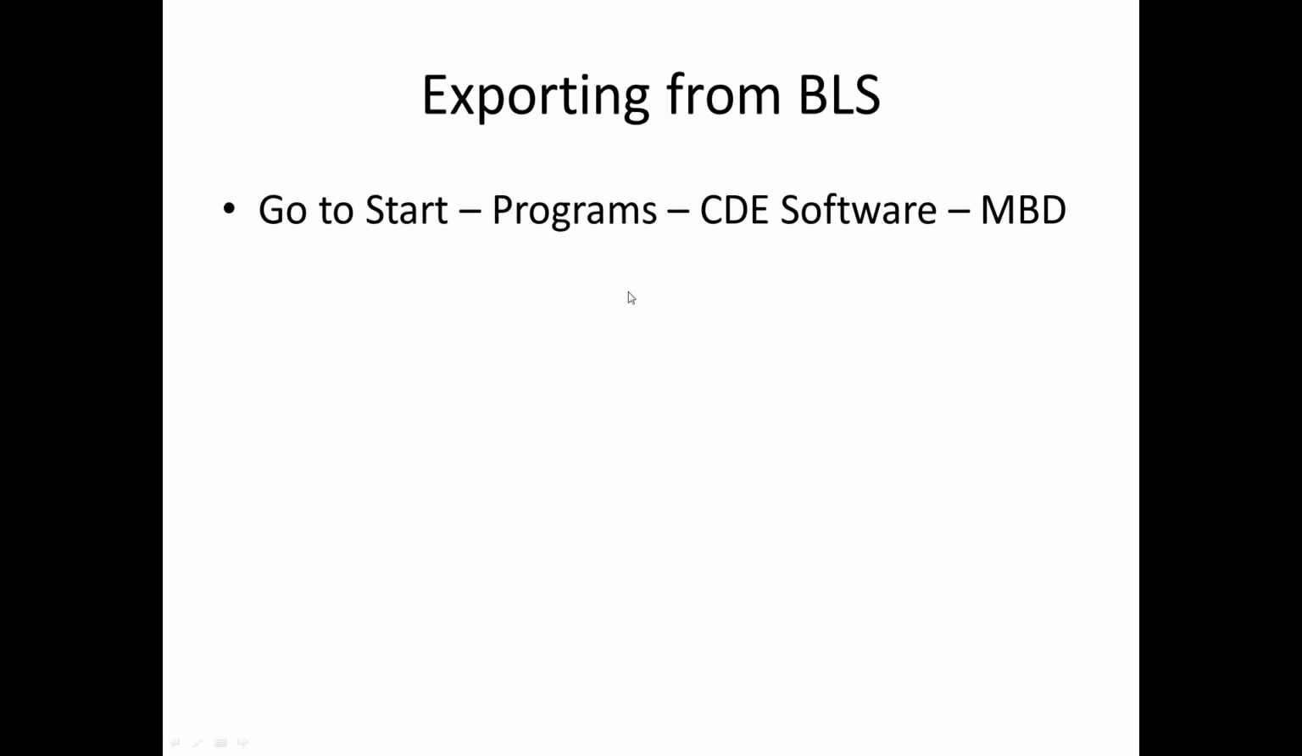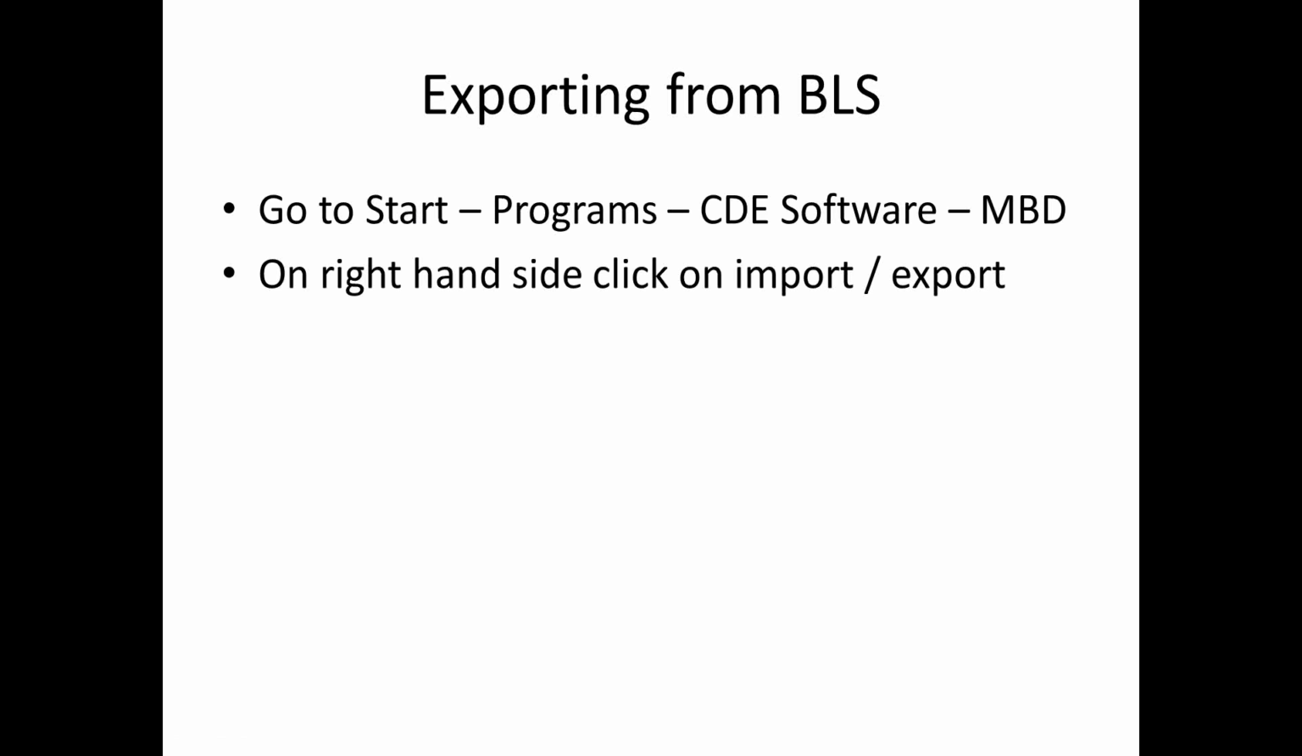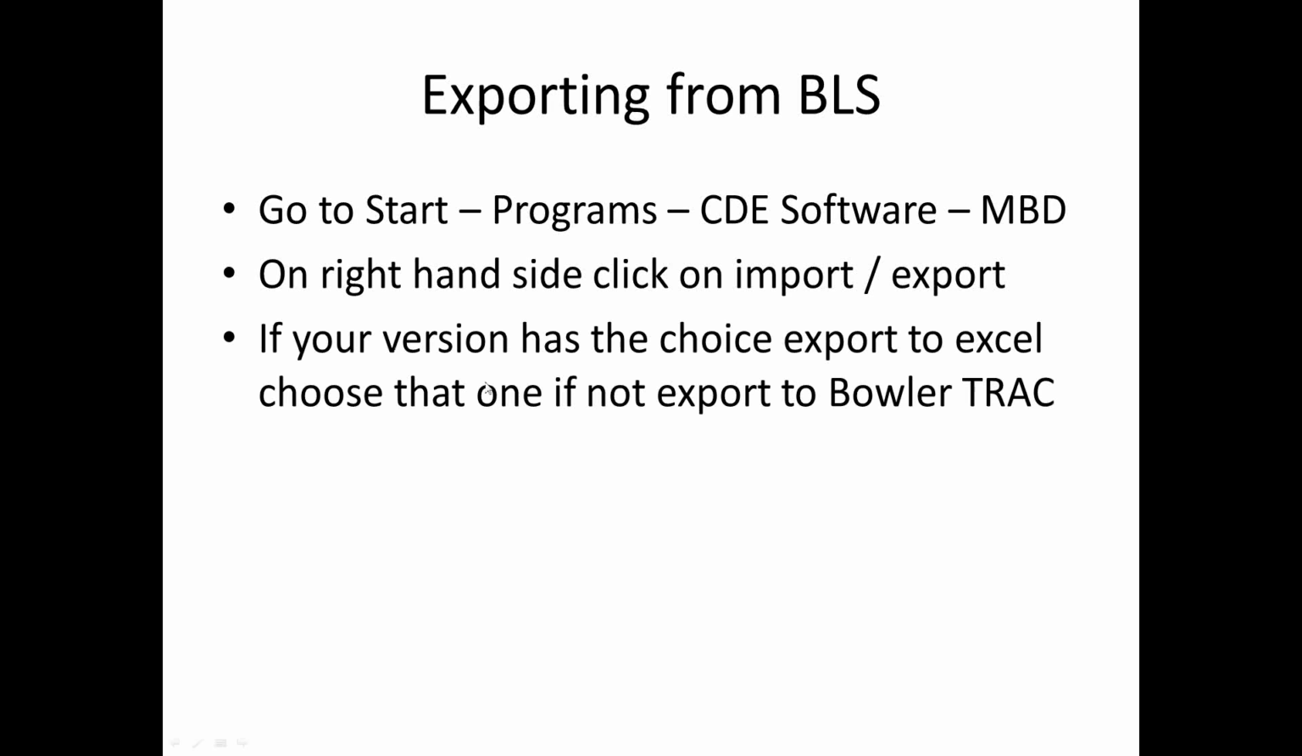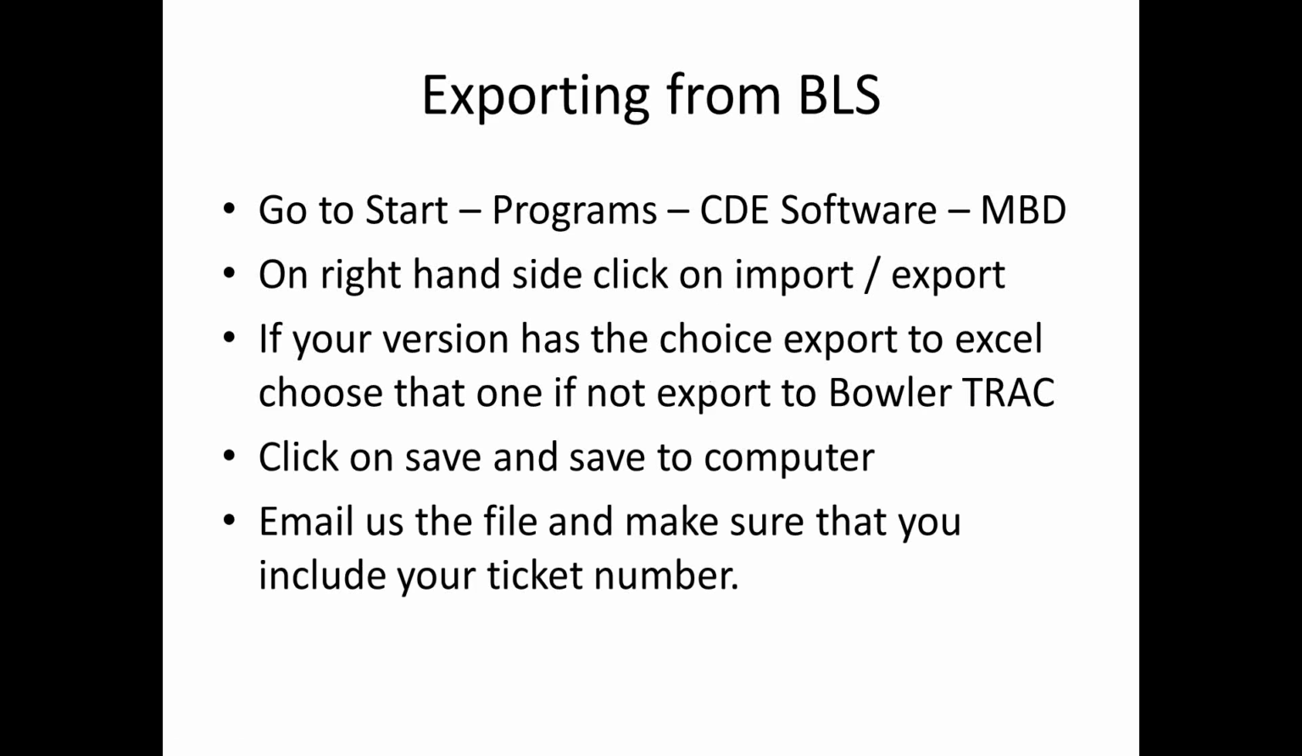You're going to go to Start, Programs, CDE Software, and then the Master Database. On the right-hand side of that, you're going to click on Import-Export. If you have an earlier version than 2010, the Import-Export will be at the very top of the screen. If your version has the choice, choose Export to Excel, and if it doesn't, choose the one that says Export to Bowler TRAC. Then you're going to click on Save and save that to the computer. And then, of course, you're going to email us that file and make sure you include your ticket number. Again, that way we can make sure that the correct center is credited with that.